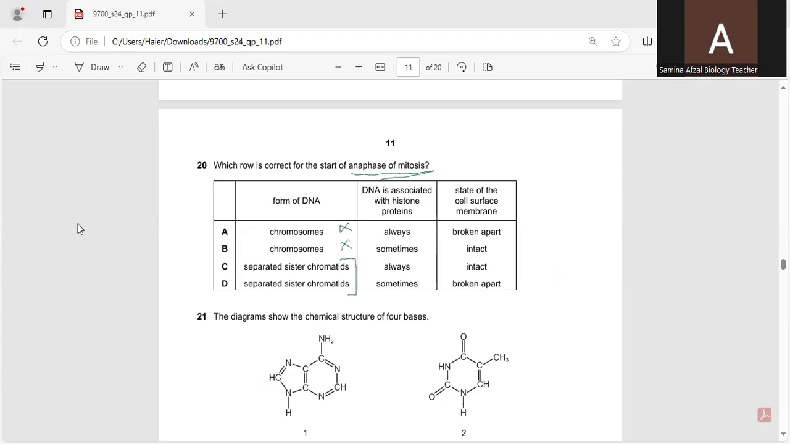The DNA is associated with histone protein, correct? State of the cell surface membrane can be broken apart or intact. It will always be intact. So C is the correct option. It will not be broken apart, so this is not correct.